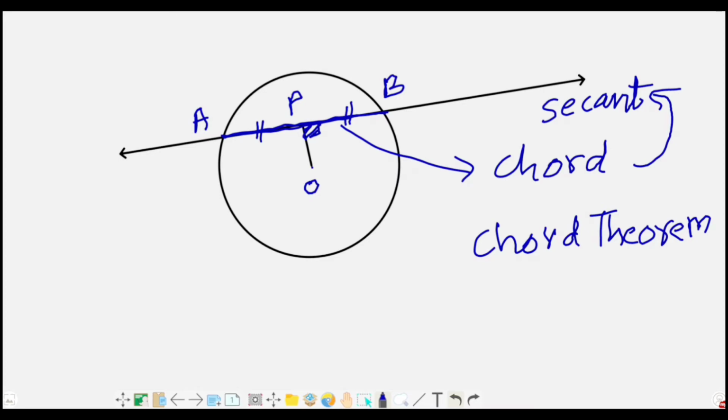If you go in reverse, the line joining the center and the midpoint of the chord is always perpendicular. That is the reverse of the chord theorem, so it will be the converse of the chord theorem. Okay, so a chord is not a separate thing. It's a part of the secant which lies inside the circle.